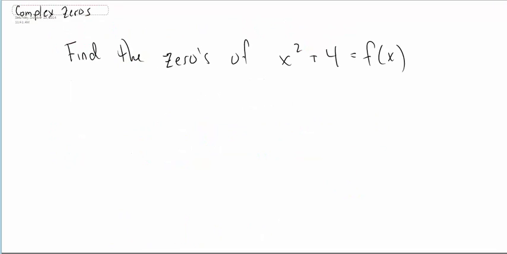So we're now going to deal with complex zeros. We've been dealing in the realm of real number zeros, but that's not always the case. So here's a very simple function that has complex zeros, and we can solve for them easy enough. So we want to set this equal to 0. Subtract 4, x squared is negative 4, and then x is plus or minus 2i.